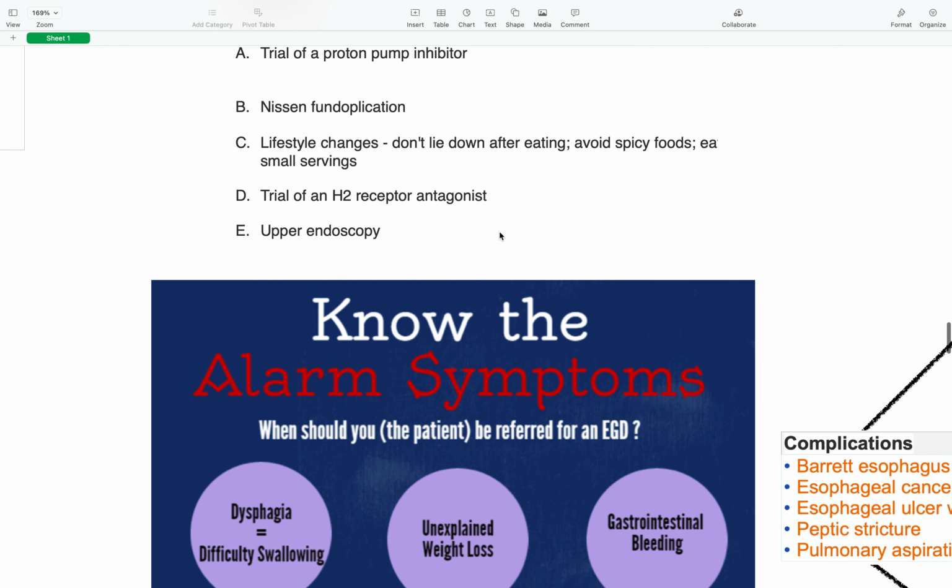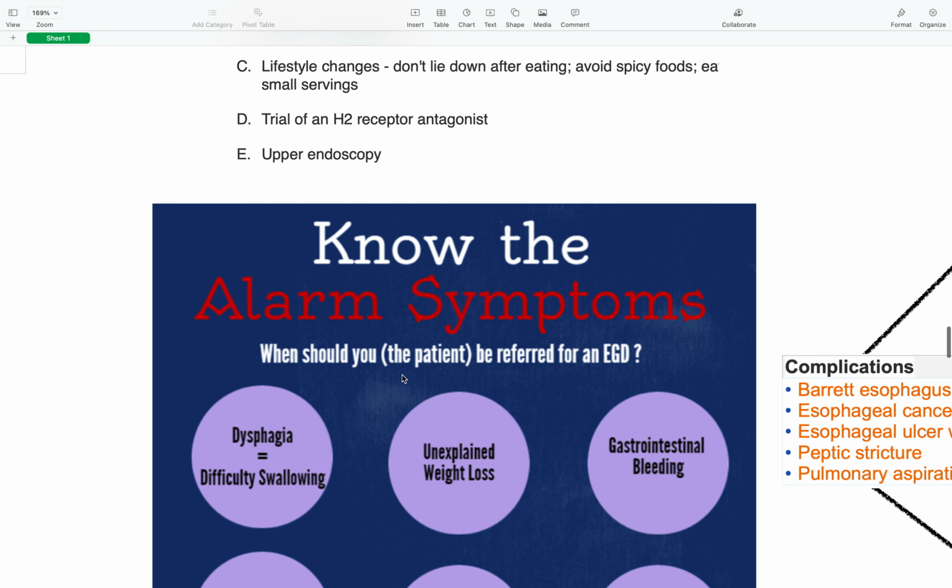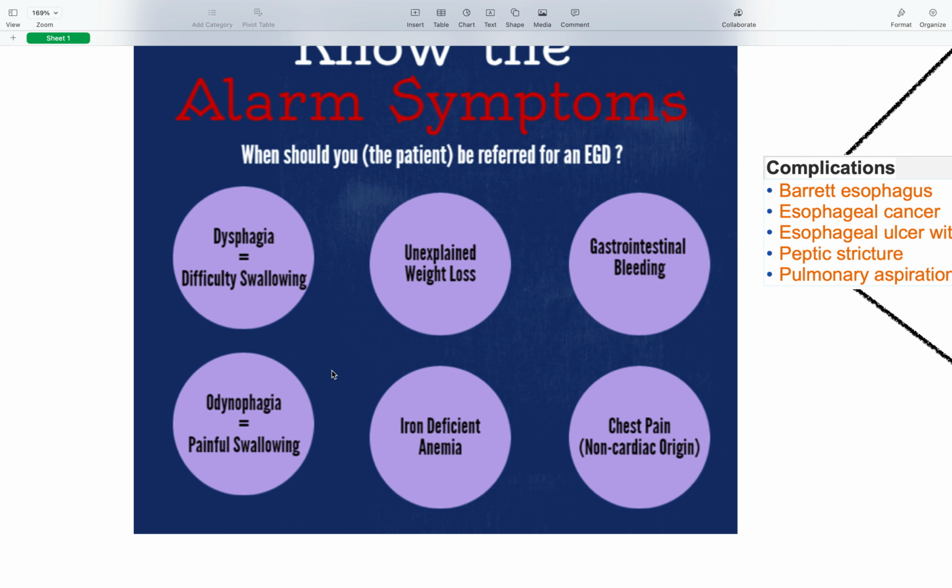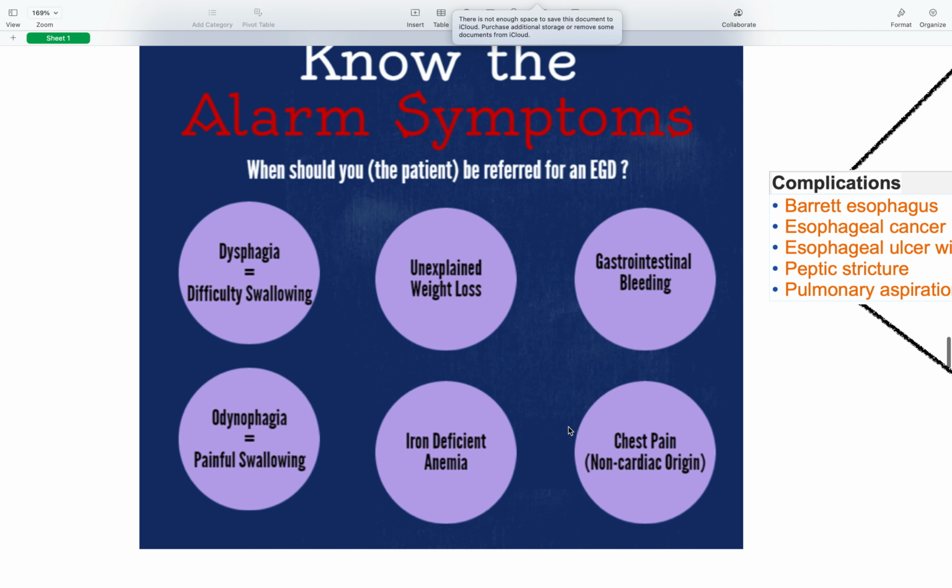So what are the indications of upper endoscopy in patients who present with GERD? So know the alarming symptoms. When should the patient be referred for EGD or esophagogastroduodenoscopy? Okay, 6 reasons to go for endoscopy: dysphagia, unexplained weight loss, gastrointestinal bleeding, odynophagia, iron deficiency anemia, chest pain, non-cardiac origin. Okay, so these are the alarming symptoms. That is when you send the patient for an endoscopy.